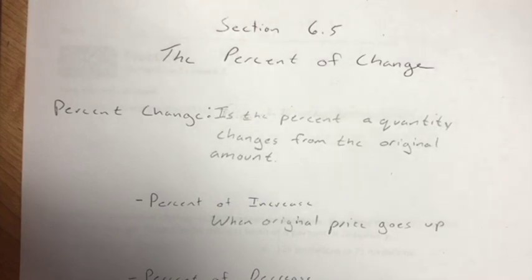Section 6.5, the percent of change. Percent change is the percent of a quantity that changes from the original amount. In other words, you've seen this before. You can go to a store and they say that it's 20% off. That right there is a percent of change. It's changing the original amount to a sales price.